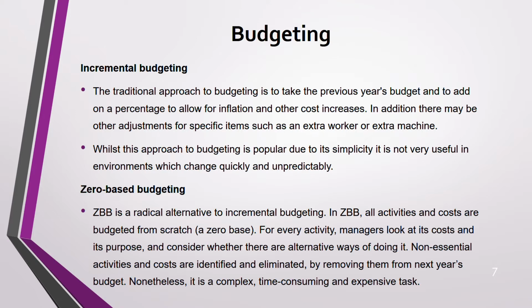Zero-based budgeting. What is it? This is a total change from incremental budgeting. It brings everything to zero. All the activities and the costs that are budgeted, you are creating from scratch. Everything is zero. For every activity, what do the managers do? They look at the cost and try to find alternative ways of doing it. So any items or activities which are not so important are first identified and you eliminate them.